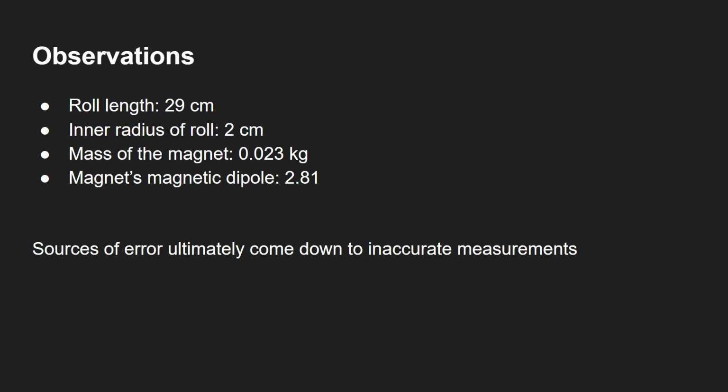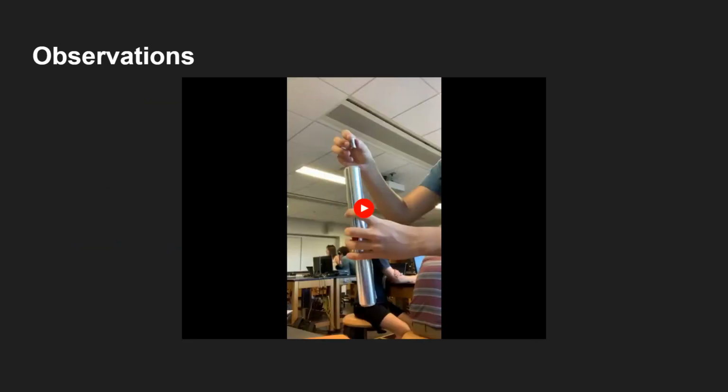Now, sources of error in this lab ultimately come down to inaccuracies in the measurements, such as the roll length and inner radius of the roll, but mainly the magnetic dipole. That's going to affect pretty much everything in the lab later on in the model. Now this is a video of it actually falling through the roll, and as you can see, it looks like it almost slows down when it goes through the roll of foil.